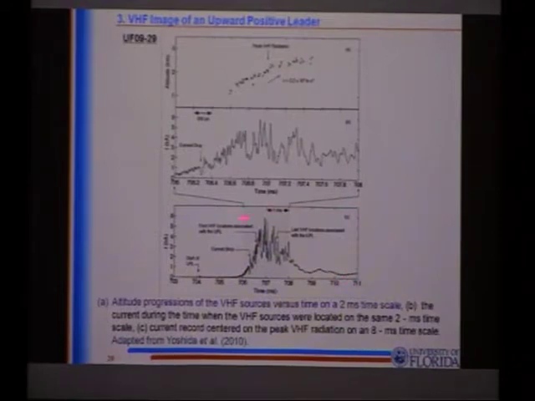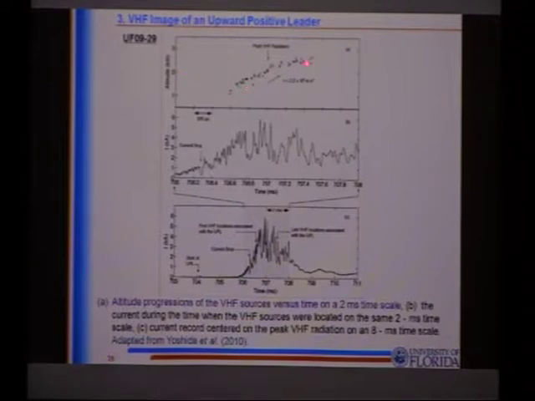And what you see here at the bottom on an 8 millisecond time scale is the initial stage current. It's kind of unusual. The current magnitude is some kiloamps, usually some hundreds of amps. This is an order of magnitude larger. And the top two panels, they show the same current, but just 2 milliseconds here in this region, the highest levels, and the corresponding VHF sources, altitude as a function of time. This is 2 milliseconds. This is 2 milliseconds as well.